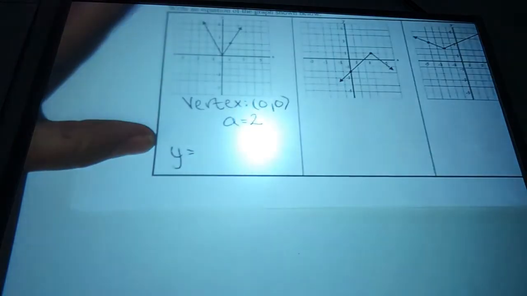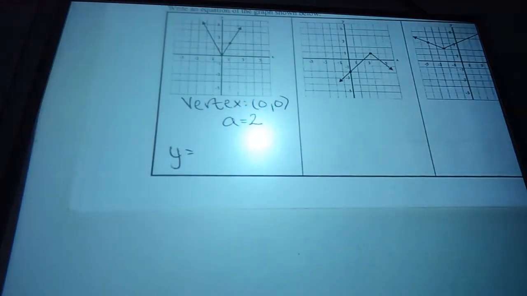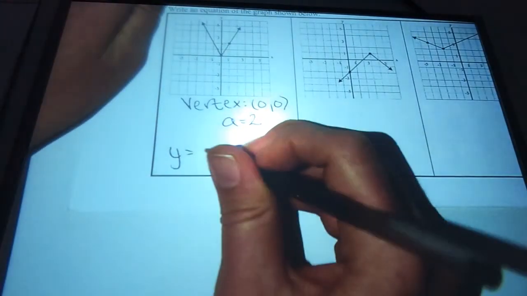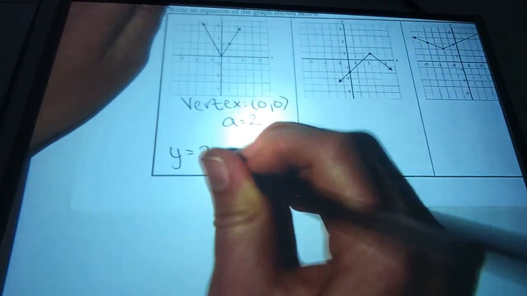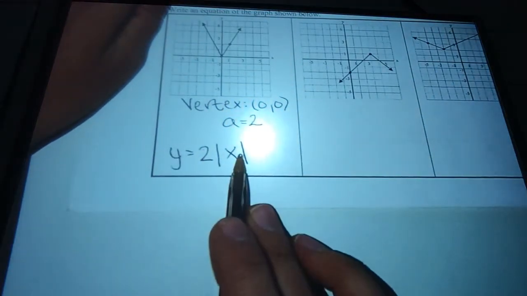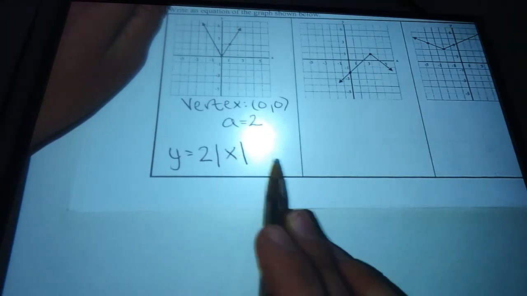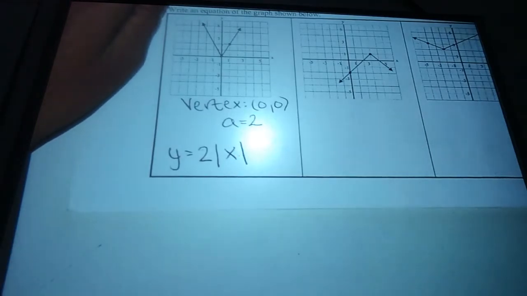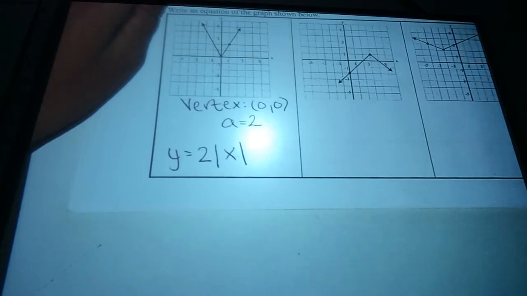So, who thinks they can give me my equation? Yes, Megan, right? It would be y equals 2 times the absolute value of x. Yep. No H, no K, so I don't need to put anything inside my absolute value with my x term, and I don't need anything out here. You wouldn't need to write your zeros in. Okay, leave them out.